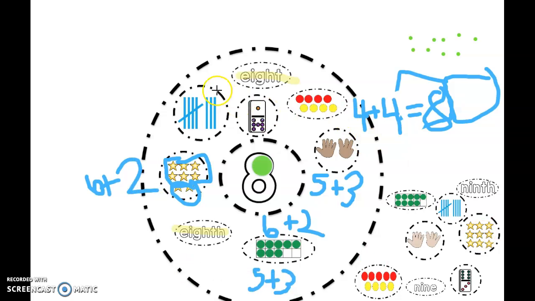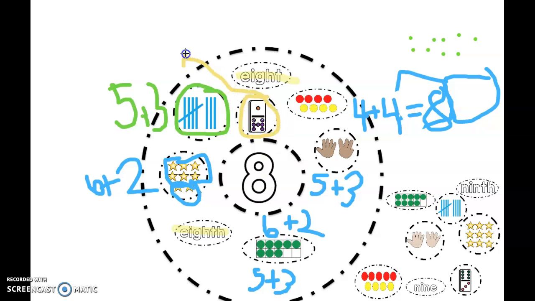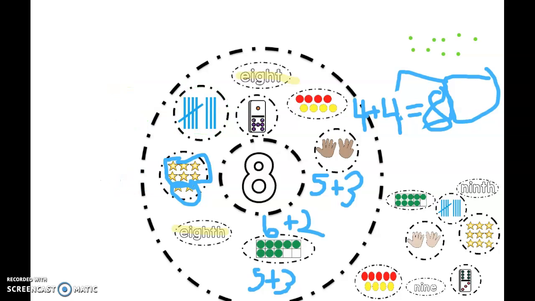Up here, the tally marks, I saw it as 5 plus 3 again. Ooh, it's hard to write with the mouse. And then my last one, right here, I'm going to move it over here for you to see: 1 on the top plus 7 on the bottom gives me 8. So great job. You found all the ways to make 8. Kiss your brain. We did it as 6 and 2, 5 and 3, 1 and 7.